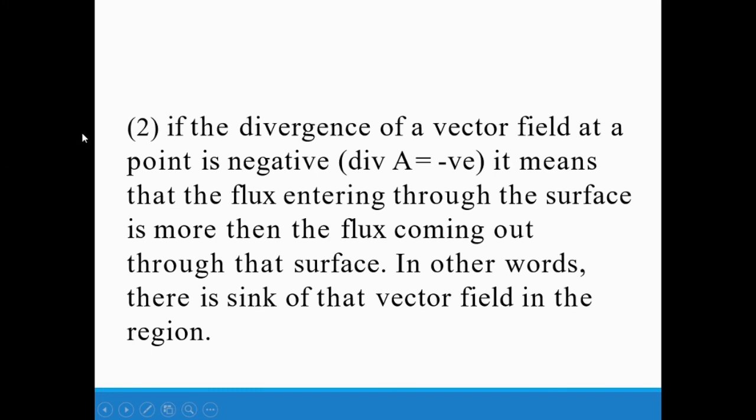Second condition, if the divergence of a vector field at a point is negative, that means the flux entering through the surface is more than the flux coming out through that surface. In other words, there is a sink of that vector field in the region. If div A is positive, there is a source of the vector field, whereas if div A is negative, a sink of that vector field is present in that region.